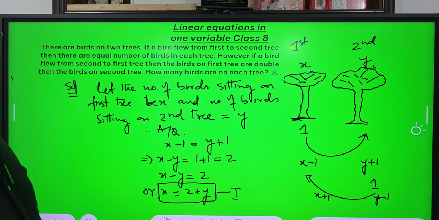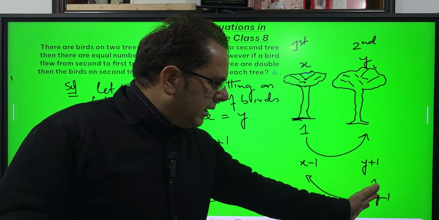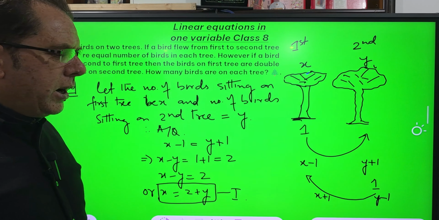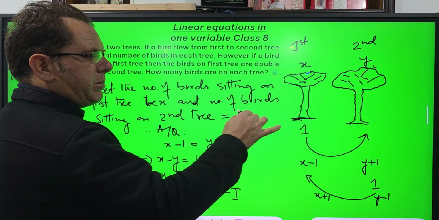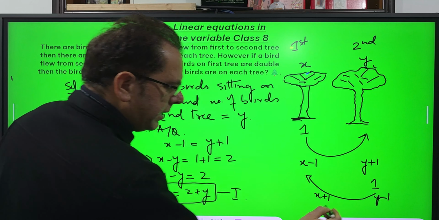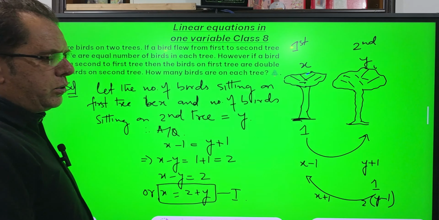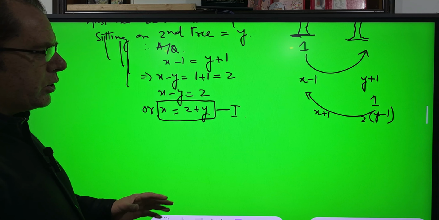But further the question says that if one bird is transferred from second to first, then the number of birds on the first tree becomes double. So that means this will be twice. So this is the second condition of the question.